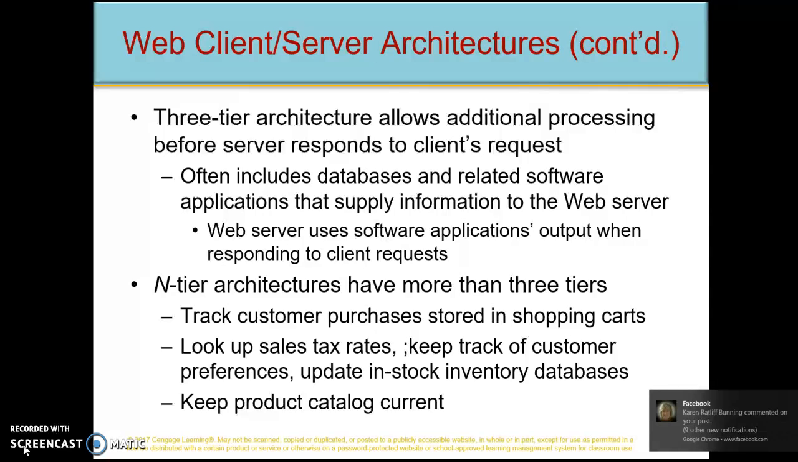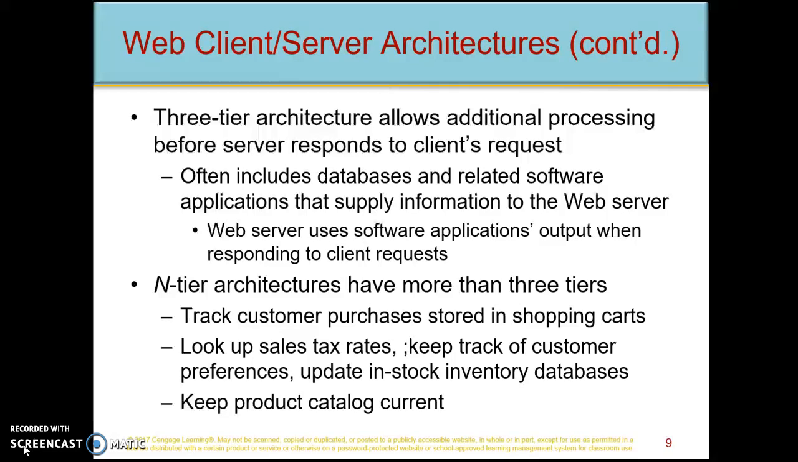Three-tier architecture allows additional processing before the server responds to the client's requests. We just kind of looked at the two-tier. Now this is the three-tier. It often includes databases and related software applications that supply information to the web server. So there's just a third piece in there. The web server uses software applications output when responding to client requests.